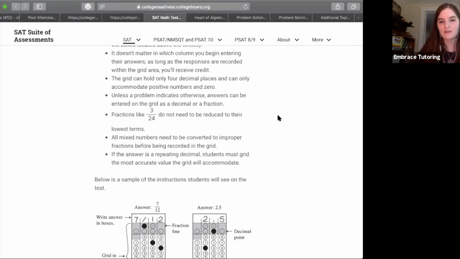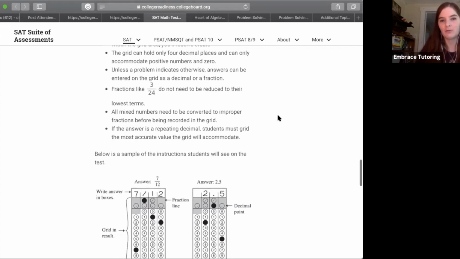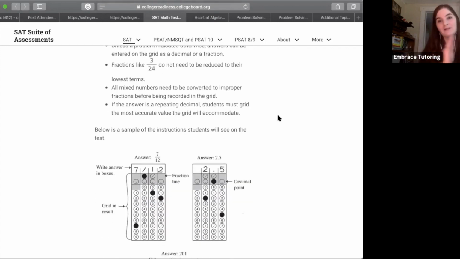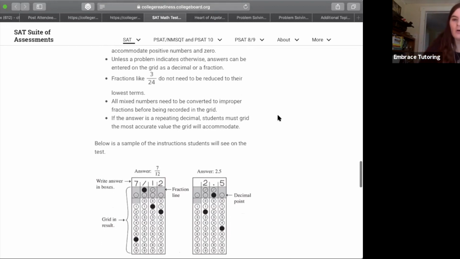Sometimes they tend to provide or accept multiple responses if you provide an equivalent, like if you reduce it or not. You don't necessarily have to reduce it in order to put your answer in, so long as it fits in the box. That's kind of the key. All mixed numbers need to be converted to improper fractions before being recorded in the grid.